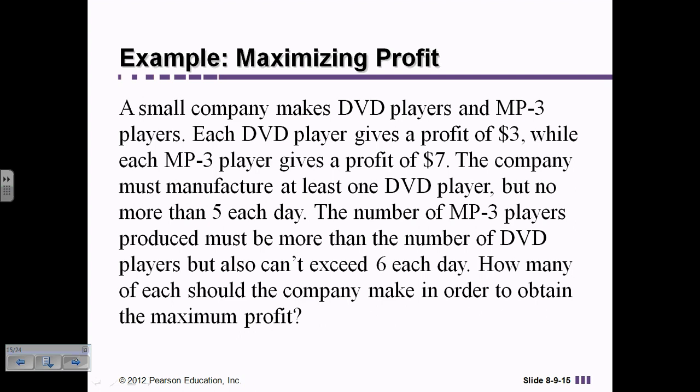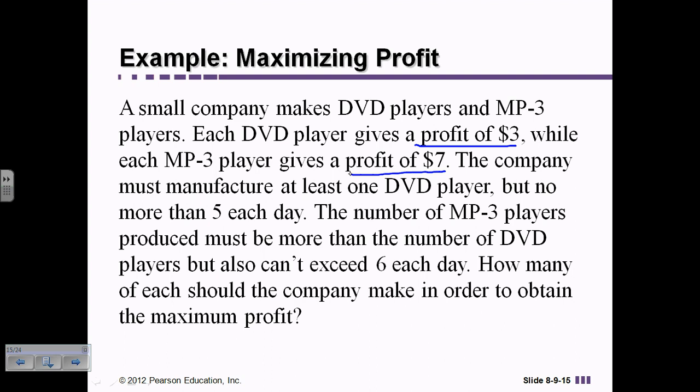Okay, so this is going to get a little bit long, so let's look at what we've got here. A company makes DVD players and MP3 players. Each DVD player gives a profit of $3. You might want to underline that because we're talking about profit of $3. And each MP3 player gives a profit of $7. So that's sort of important for the next step.